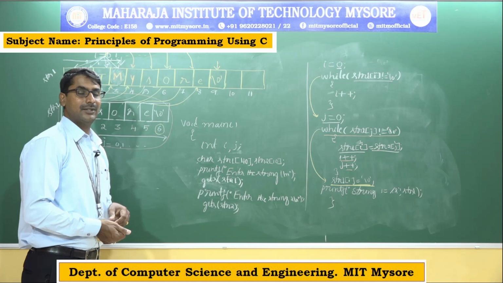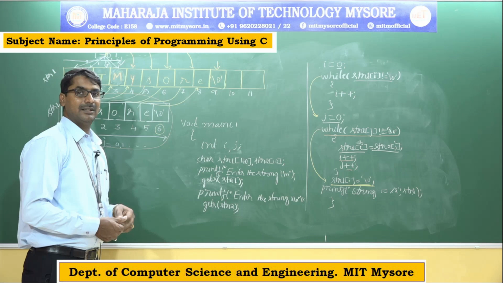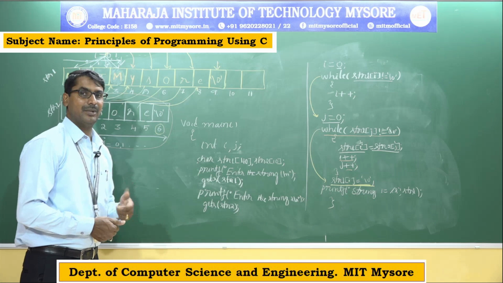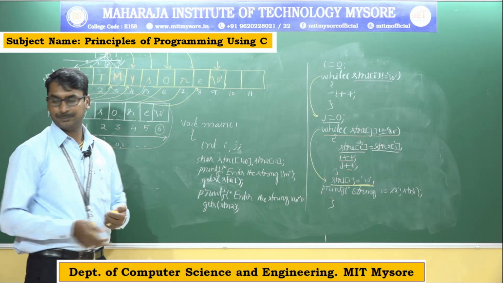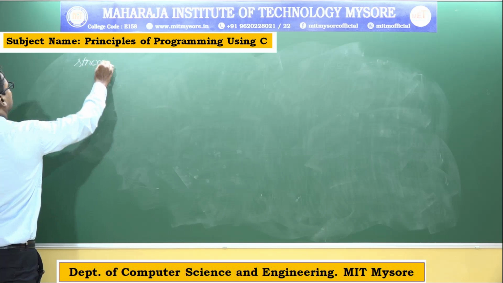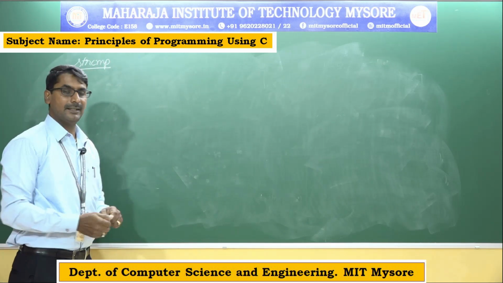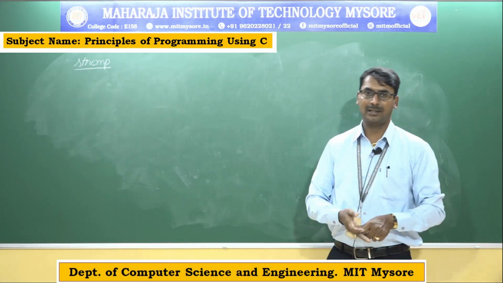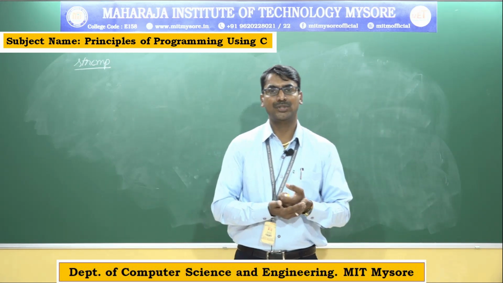The next function is string comparison. The string comparison is used for comparing two strings. The function name is strcmp. Okay, the next function is strcmp. So strcmp stands for string comparison. So string comparison as a function is used for comparing two strings.